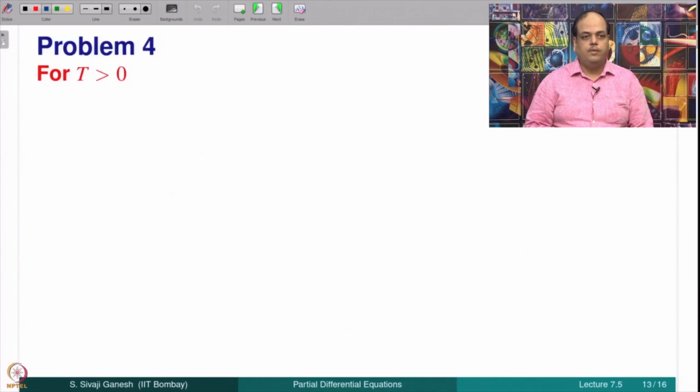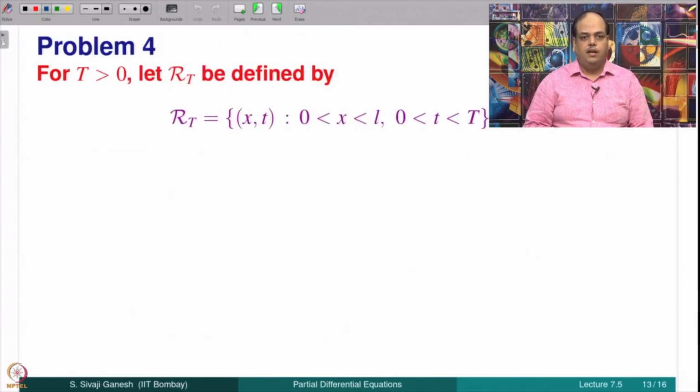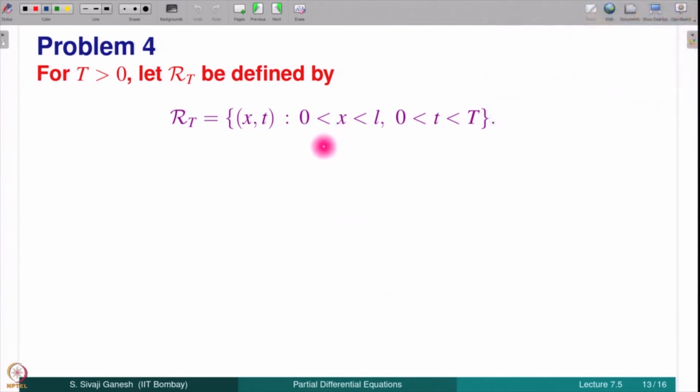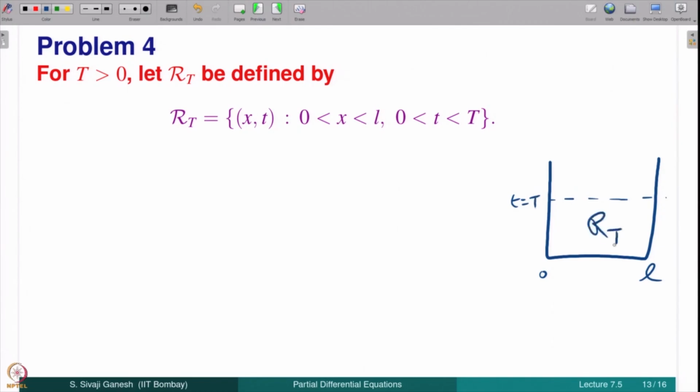So, let us look at problem number 4. For t positive, let R_T be defined as this rectangle, x between 0 and L and t between 0 and T, T equal to t. So this is what is called R_T. For example, if you take t dash, another line, t equal to t dash, this entire region will be R_T dash.